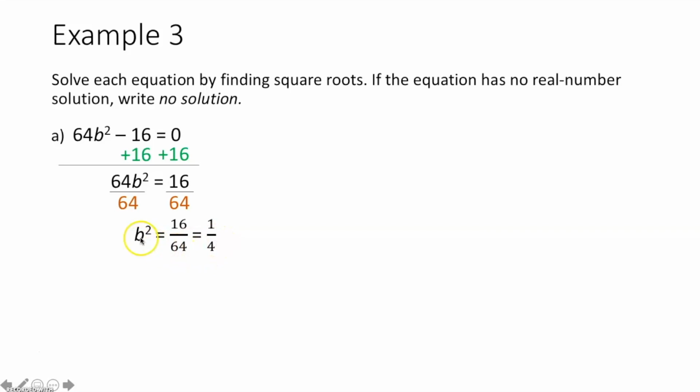Now, to get b by itself, I got to get rid of this square. So I square root both sides. Remember, anytime you square root a variable that's squared, the other side has to be plus or minus. So it's going to look something like this. Now, when I square root 1/4, square rooting 1/4 is the same as square rooting the numerator and the denominator. What's the square root of 1? That's just 1. What's the square root of 4? Well, 4 is the same as 2 squared. So 2 squared, cancel out the square and the square root, and I'm just left with 2. So b is equal to plus or minus 1/2.